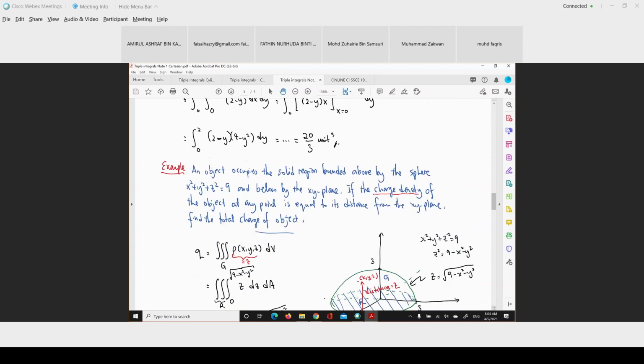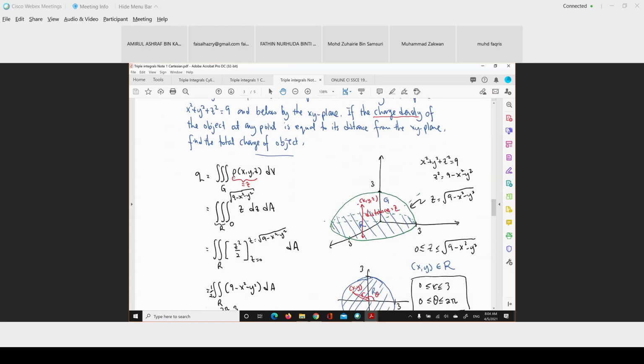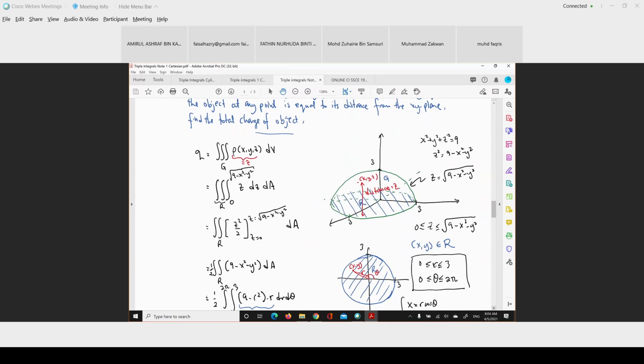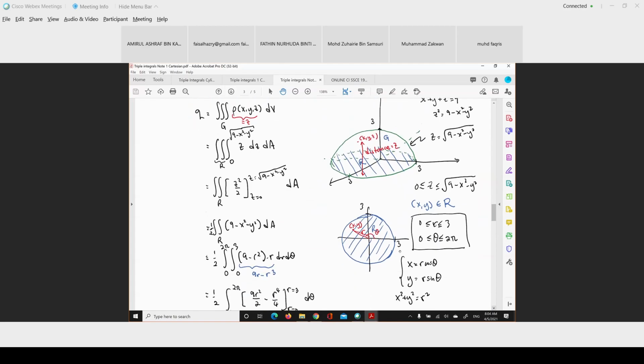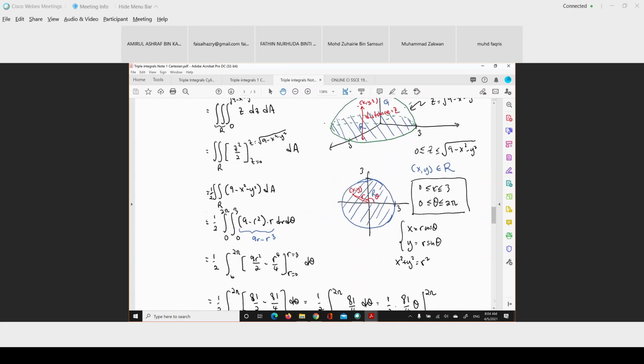And here is an example of finding the total charge. If the charge density is known, then the total charge of an object is given by this triple integral. Again, it is helpful to make a sketch. Here we have to use a combination: when the triple integral reduces to the double integral, then we apply polar coordinates, the double integral in polar coordinates, because the domain R here is circular.